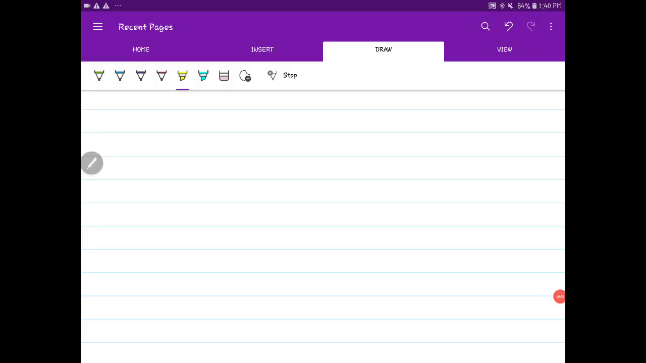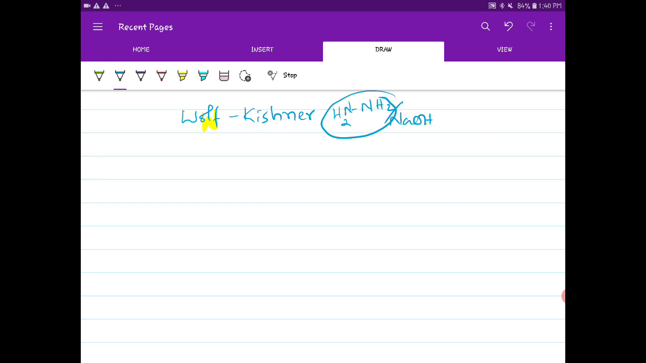If you look at the mechanism, especially in Wolff-Kishner reduction, we know that it is hydrazine in presence of NaOH. So how does the reduction of the carbonyl group to the CH2 group happen? From hydrazine, nitrogen has a great tendency to get liberated. During the course of the liberation of nitrogen, the aldehydes or ketones get reduced to the CH2 group.